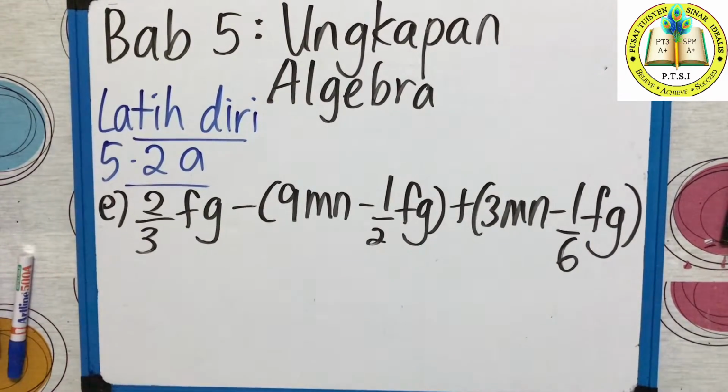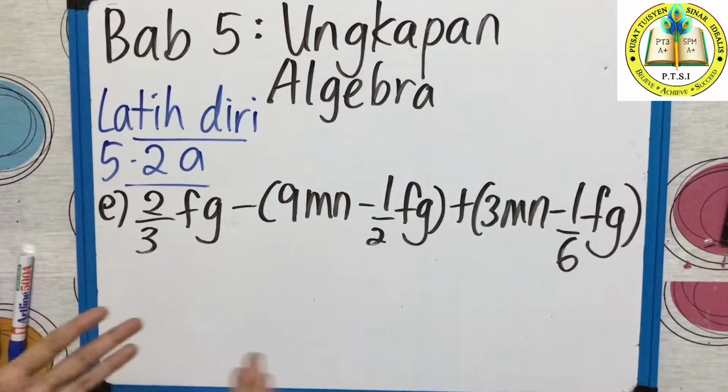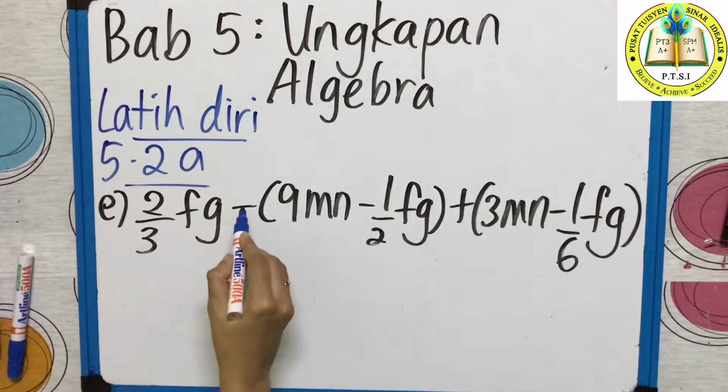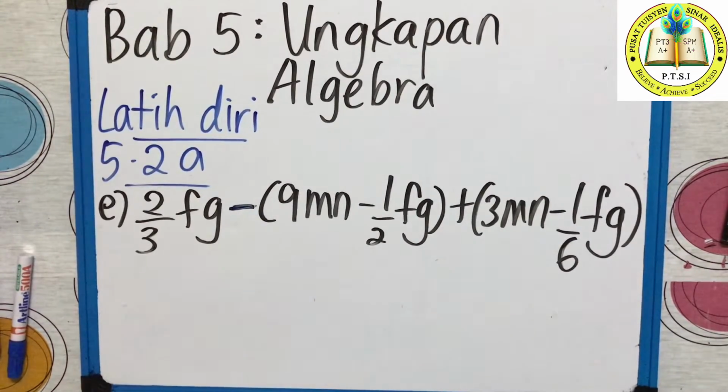Class, this is the last question. E. Yang ni dalam bentuk pecahan. Some of the students get confused. Oh, this one got pecahan. Very difficult. No. It's just like a normal number. Okay, what is the first step teacher taught you all? When there is a negative, what teacher asks you to do?